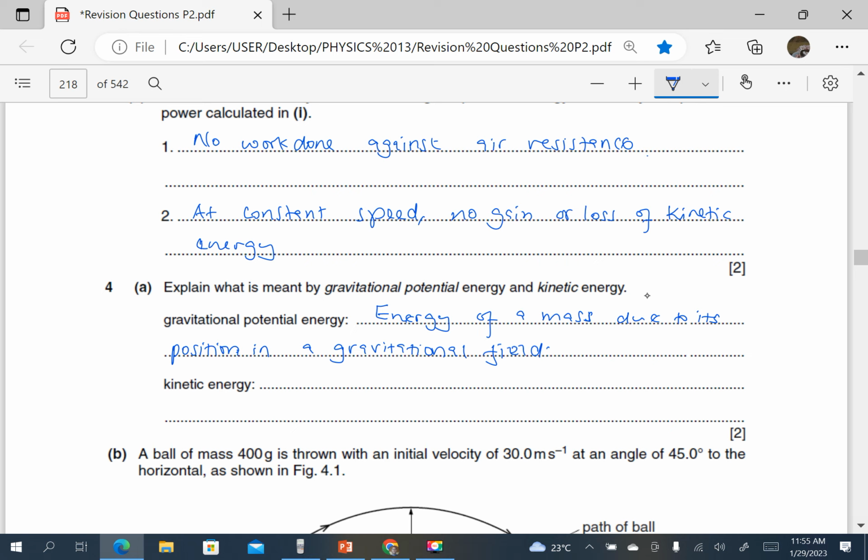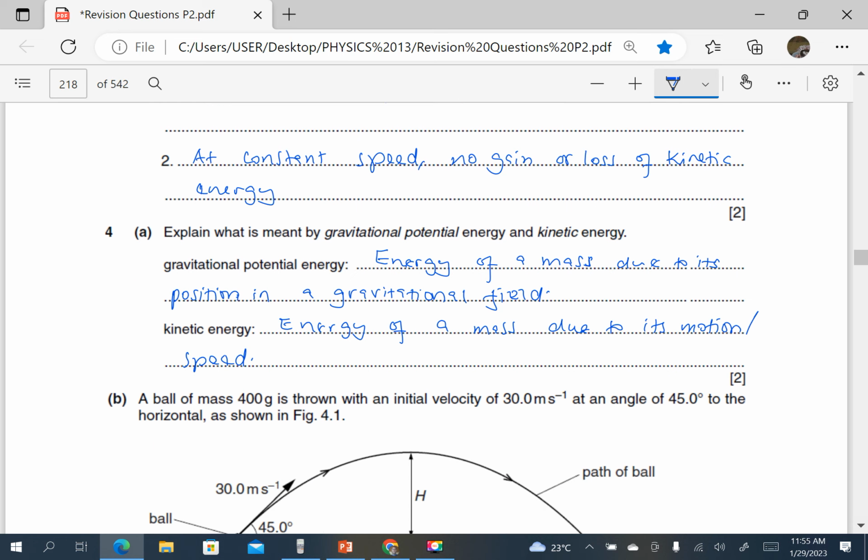Then kinetic energy. We know that kinetic energy is the energy of a mass due to its motion, or you can talk about its speed. That is kinetic energy.